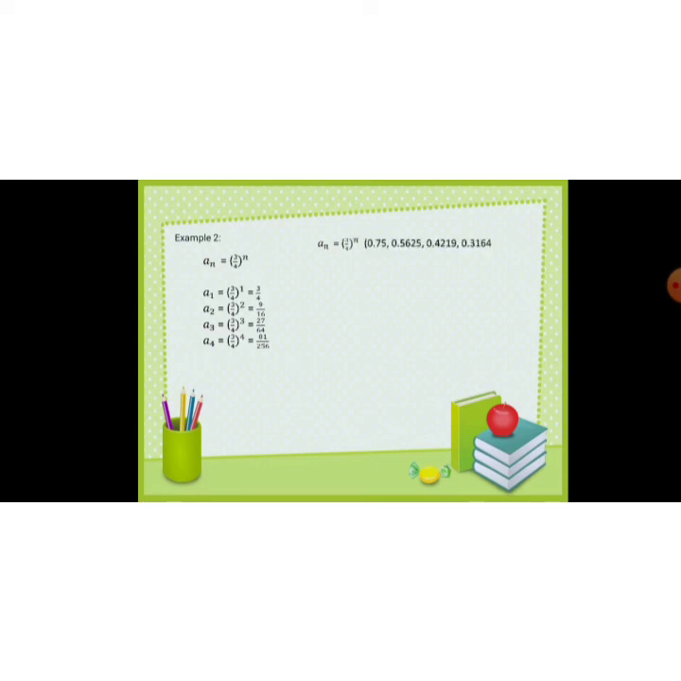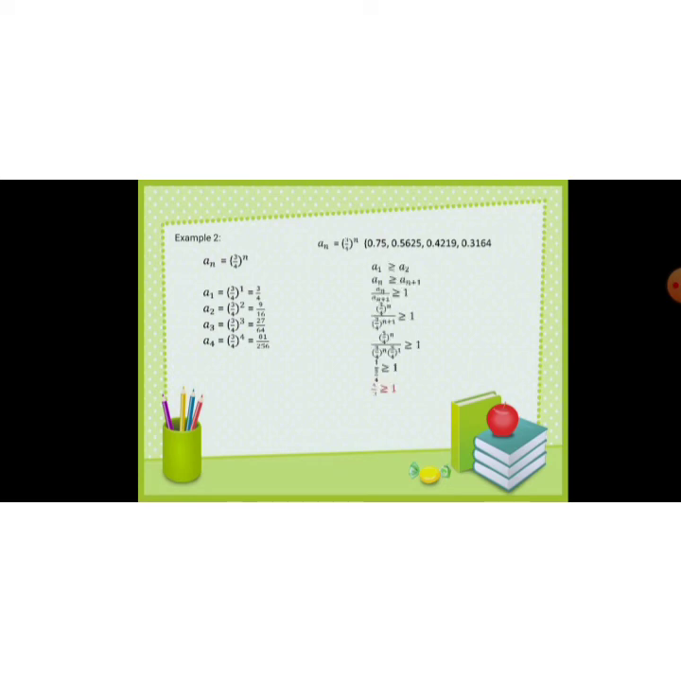So a sub n is equal to 3 over 4 raised to the power of n. Our first term is 0.75, our second term is 0.5625, our third term is 0.4219, and our fourth term is 0.3164.